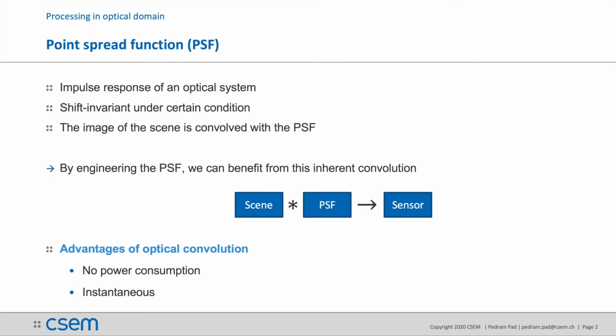Recently, ideas have been proposed to partially or fully outsource the neural network computations from the digital processing unit to the optical frontend in order to decrease the computational cost. In fact, imaging an object through an optical system can be seen as a convolution with the PSF of the optical system. So by engineering the PSF, we can benefit from this inherent transformation happening in the optical domain. The advantages of this method are that it consumes no power and also takes effectively no time.